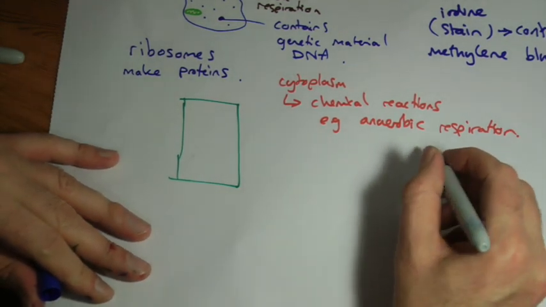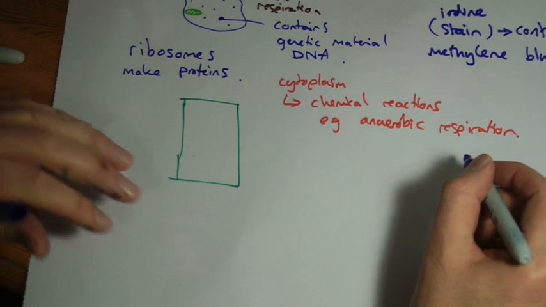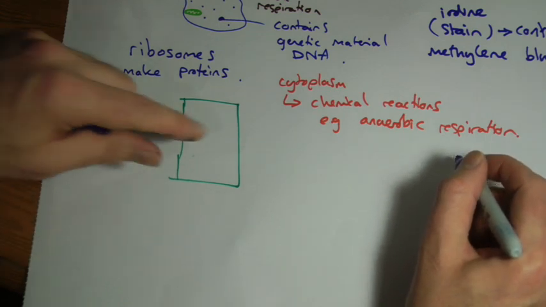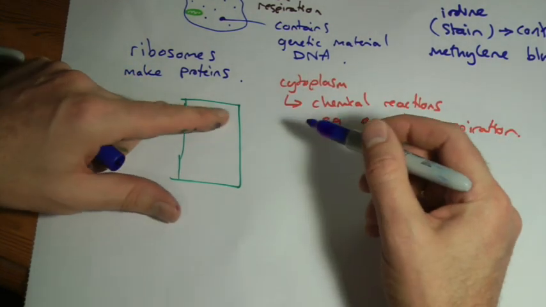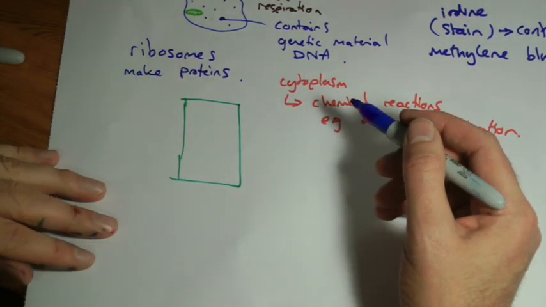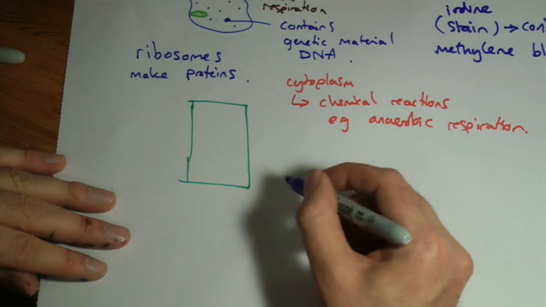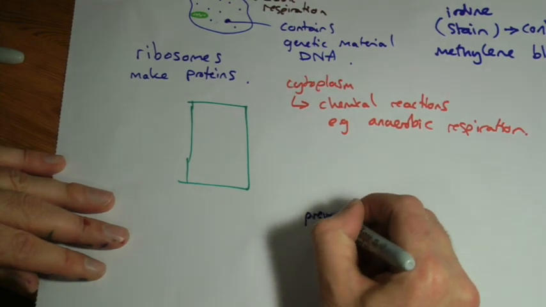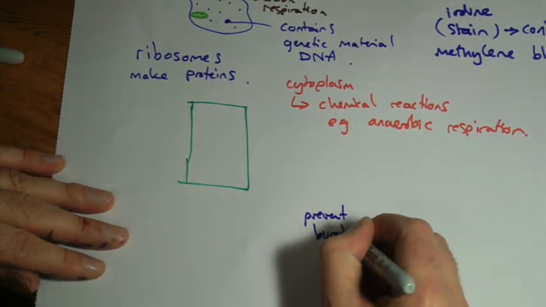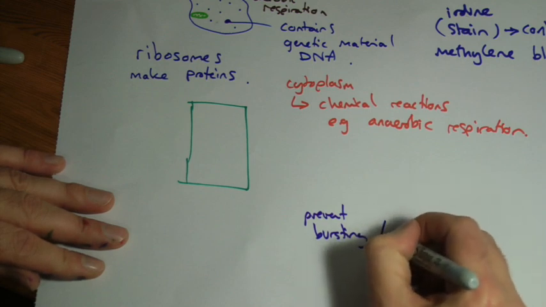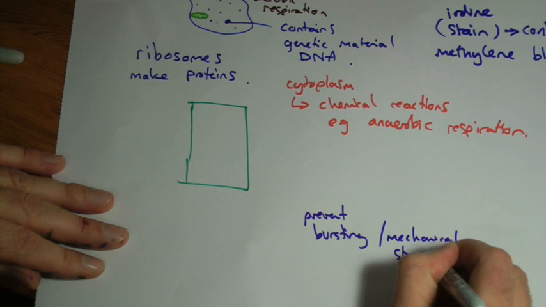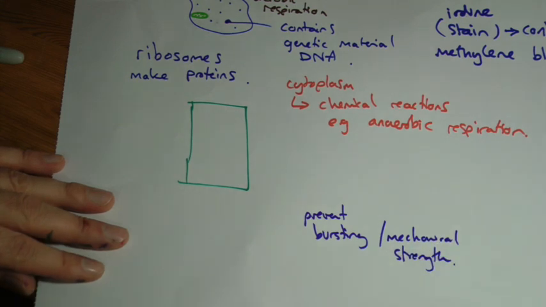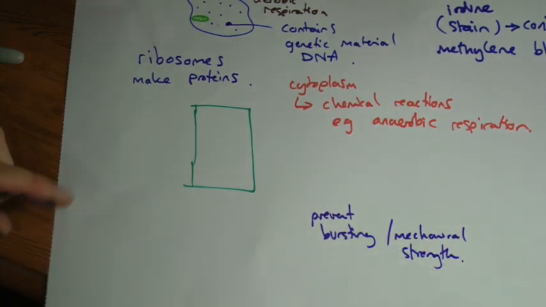Basically, all cells, apart from animal cells, have a cell wall. Okay, so plant cells, bacteria cells, fungi cells, they all have cell walls. It's only animal cells that don't. The job of the cell wall is to prevent bursting. Okay, you could also, if you want, call it mechanical strength, but do not say that it protects the cell. It prevents it from bursting.